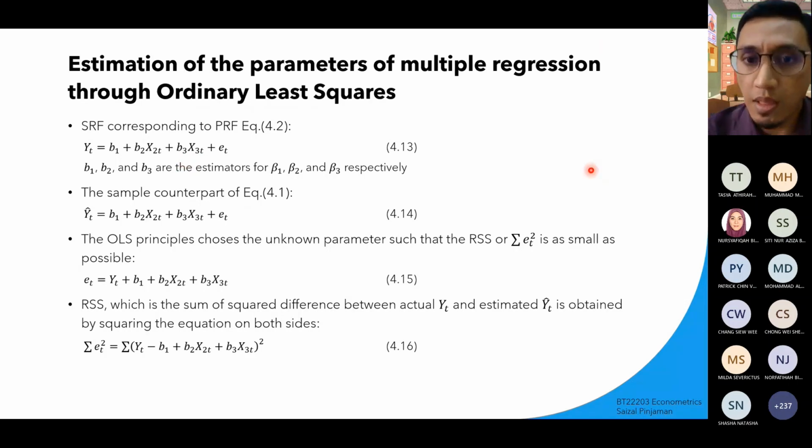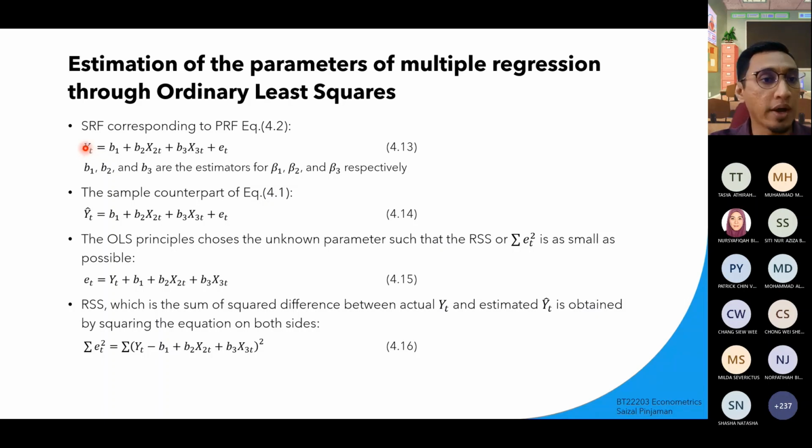Of course, we know that we cannot simply estimate the regression model of a population because we don't have the entire information of a population. So we have to rely on the data gathered from that population through samples that we have gathered. For that, when we draw the multiple regression model from the sample, we can construct the sample regression function as in equation 4.3. This corresponds to equation 4.2, the population regression function.